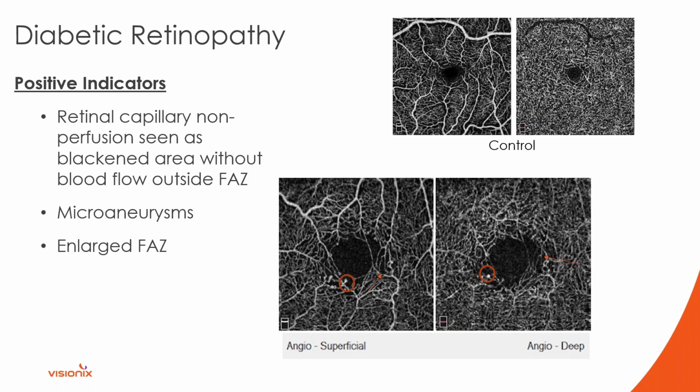One of the reasons that we get such beautiful visualization on OCT angiography is we don't have the noise from the leakage. Those little white spots that I circled with the red circle there are little microaneurysms. The other thing you might see is general enlargement of the foveal avascular zone. So you can see that more black means less perfusion, which results in a larger size of the FAZ.